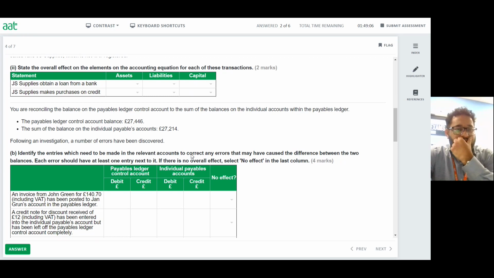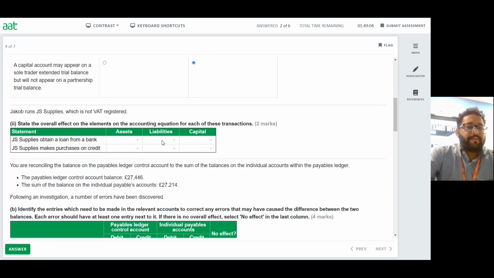So now let's look at the next one. There is this question about assets, liabilities, and capital. So again, guys, we're going back to the basics of the accounting equation. What's the accounting equation? Assets equal liabilities plus capital, or you can say assets minus liabilities equal capital. They're both the same. So here, the first statement says JS Supplies obtains a loan from the bank.